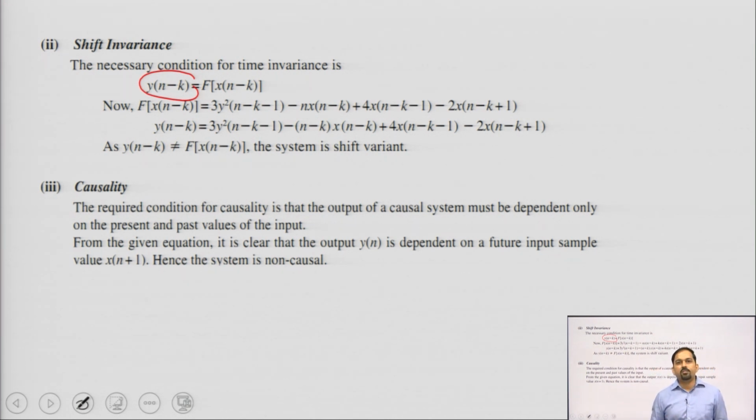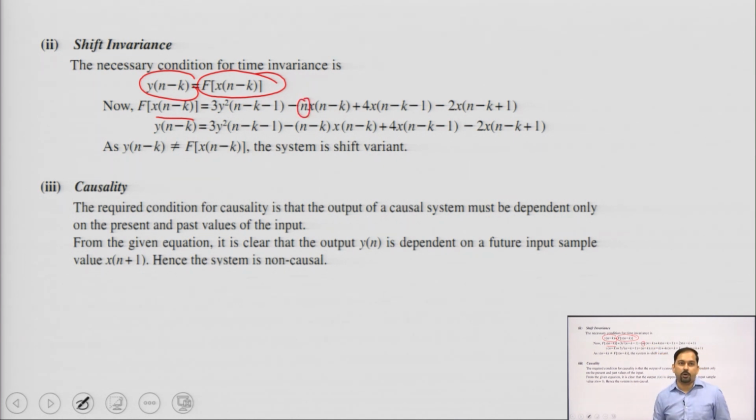The definition for shift invariant is: if a time shift in the input signal results in an identical time shift in the output signal, then the system is said to be shift invariant, and if there is some other shifting in the output signal, then the system is shift variant. So, let us write down the right hand side first. We delay the input signal x(n minus k) and apply the system onto that input. So, we get 3 times y square (n minus k), and in the whole equation we get n minus k.